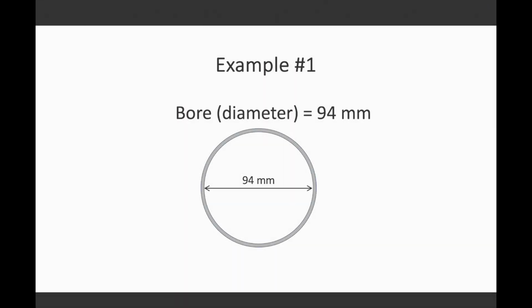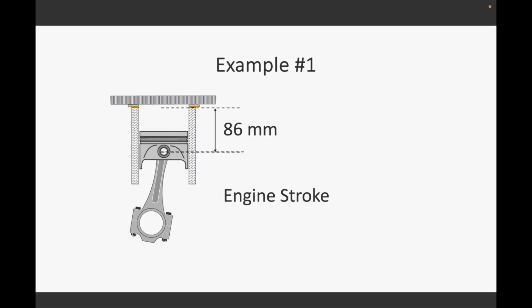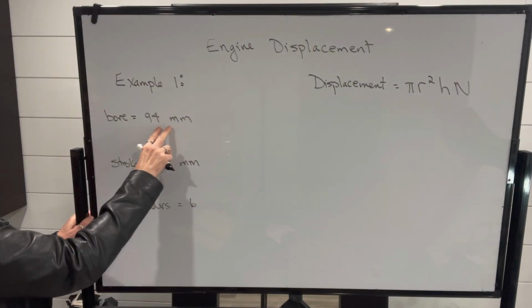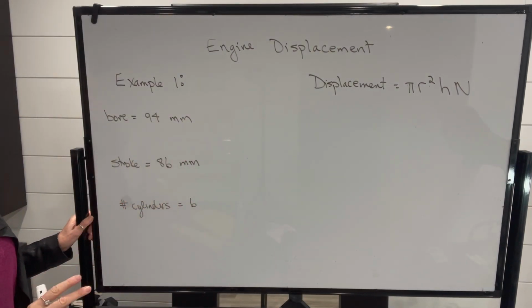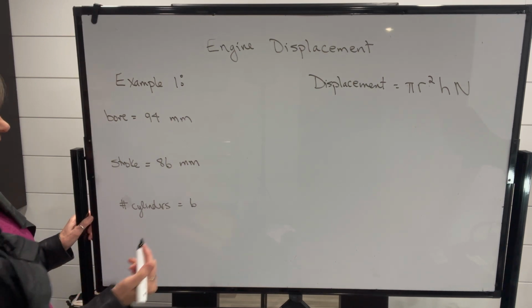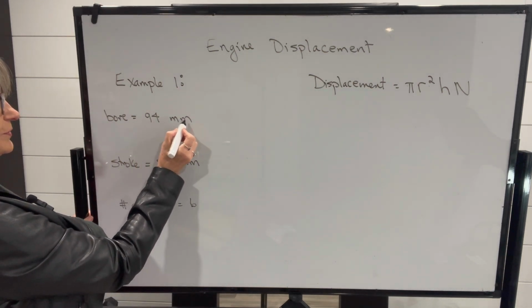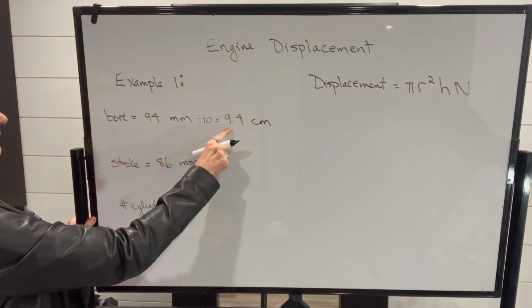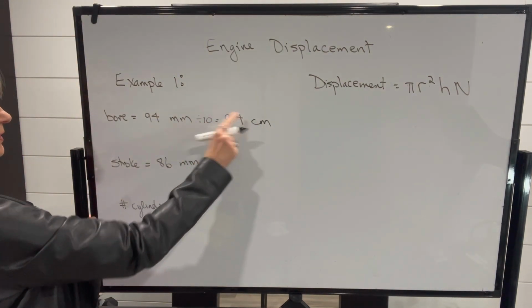In our first example, we have an engine that has a bore of 94 millimeters, stroke of 86 millimeters, and 6 cylinders. Notice that our specifications are in millimeters, which is typical. We want to work in centimeters so that our displacement is in cubic centimeters. So in order to change millimeters to centimeters, we divide by 10. So the bore is 9.4 centimeters.